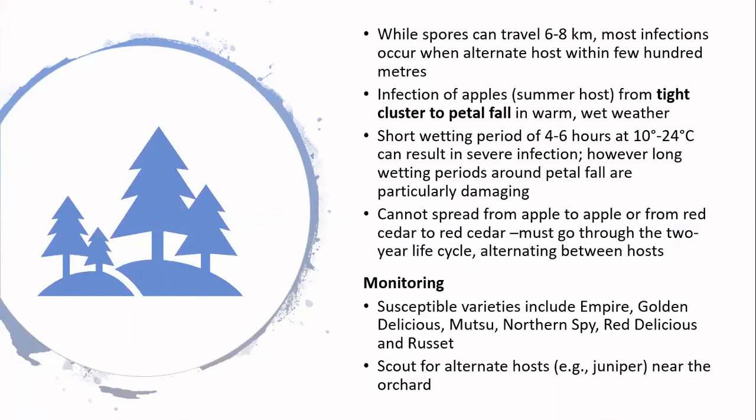In terms of monitoring, there are susceptible varieties to rust, in particular Empire, Golden Delicious, Matsu, Northern Spy, Red Delicious, and Russet. It's also important when you're monitoring to know what's in the area, what is adjacent to the orchard, in hedgerows, or if you can see anything within a woodlot. A lot of times junipers are common in landscapes, so if you're around any sort of residential area, there may be a potential source in that area too.